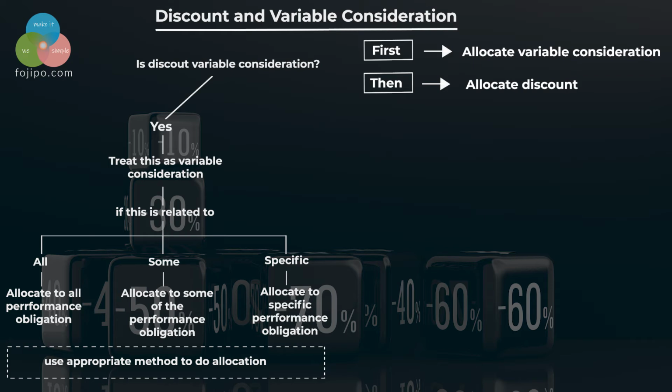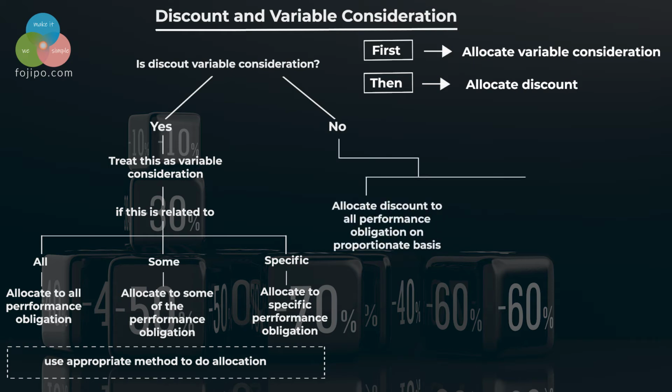On the other hand, if discount is not variable consideration, then you should allocate discount to all performance obligations on a proportionate basis, unless you have evidence to support that the discount is applicable to a specific performance obligation only, and in that case, you can allocate the discount to that specific performance obligation alone. Please always remember, discount is allocated after allocation of variable consideration.